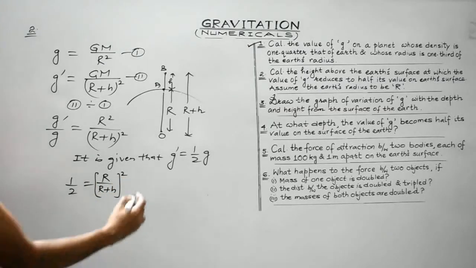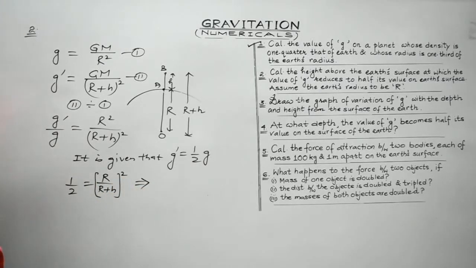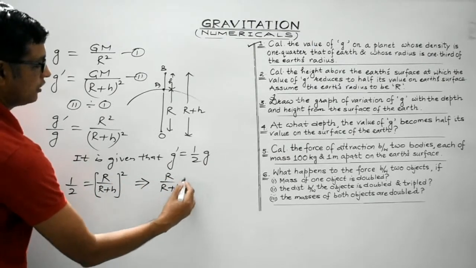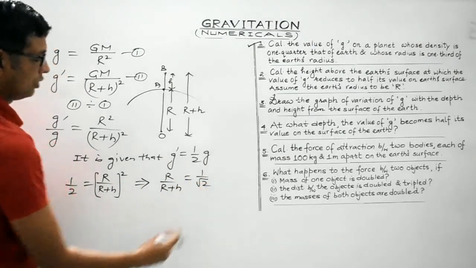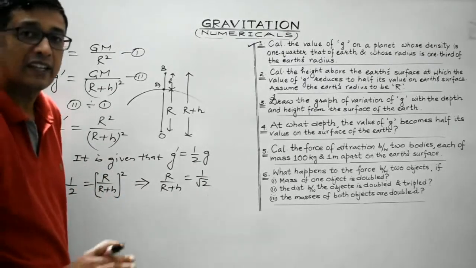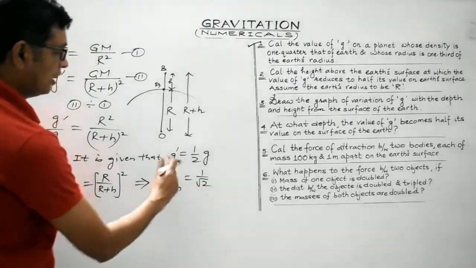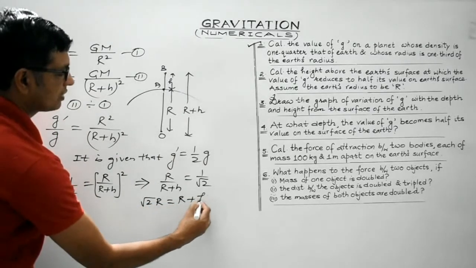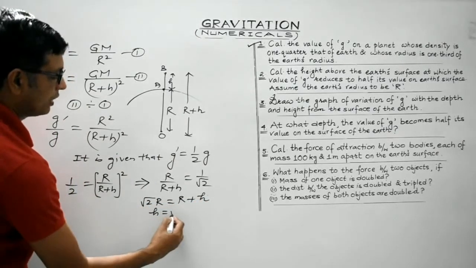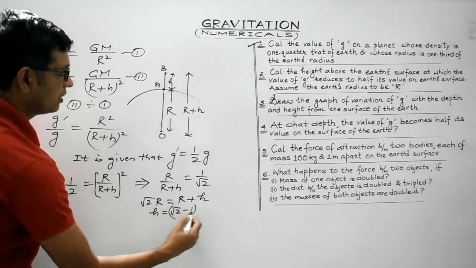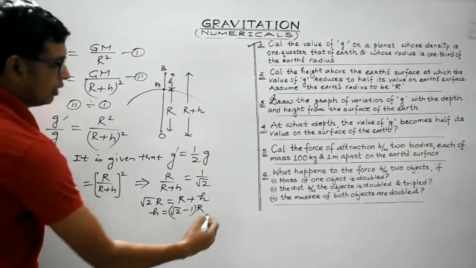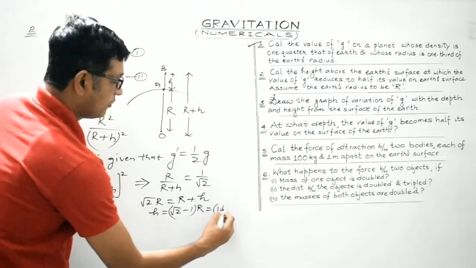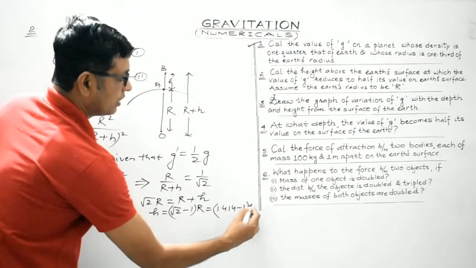Now what to do is, taking square root on both the sides, what we get is r over r plus h will be equal to 1 by root 2. Now if we solve it, what we get is root 2 r would be equal to r plus h, or h would be equal to root 2 minus 1 into r. Root 2 value is 1.414, minus 1, into r.